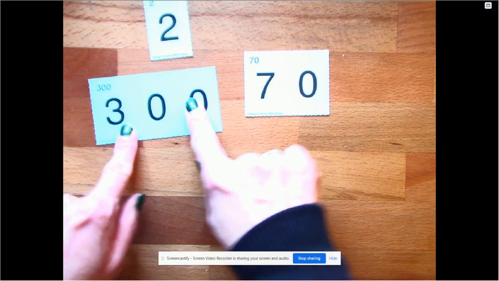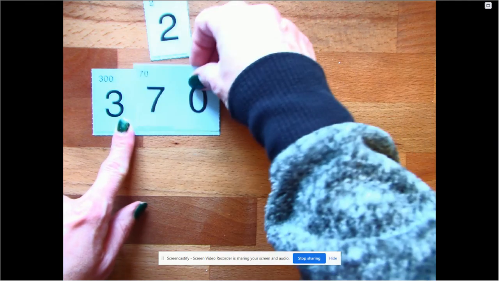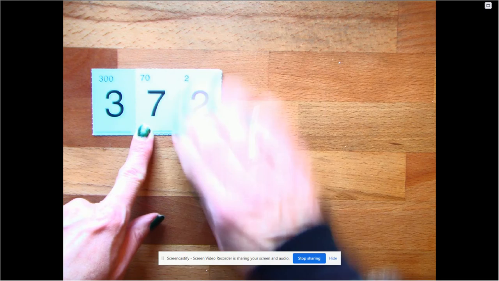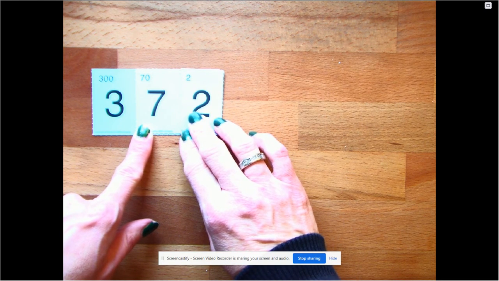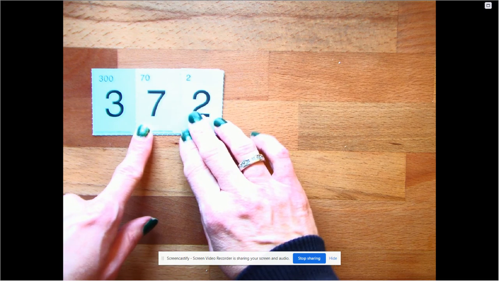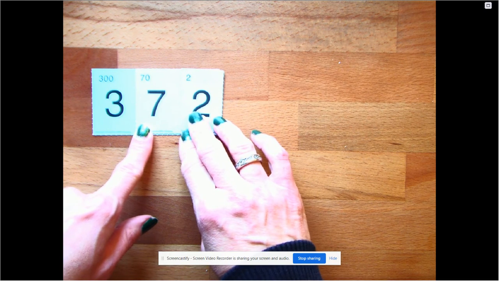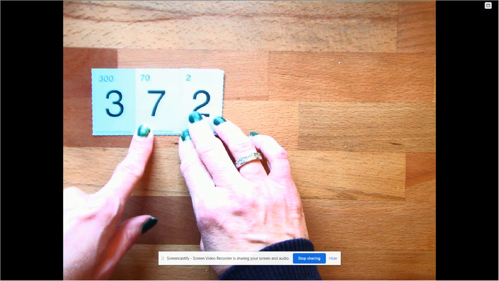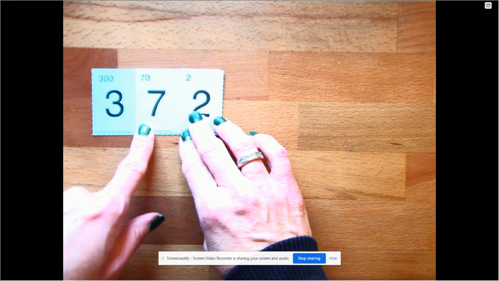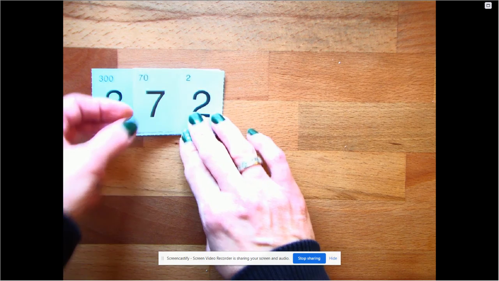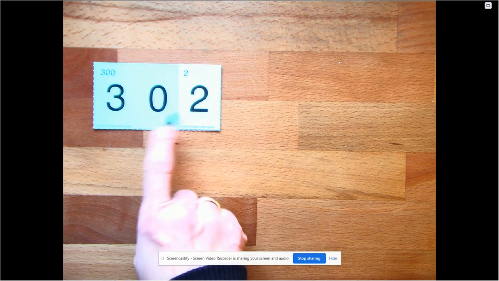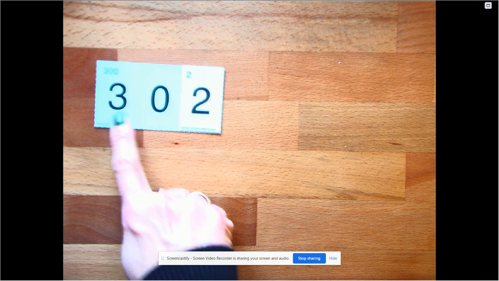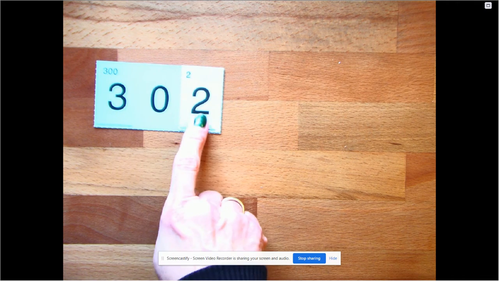Okay, I have 3 hundreds. I have 7 tens, which is 70, and I have 2 ones. So there's my 372. Now, if I said build 302, I don't have any tens. 302, I wouldn't put any tens there. There's 302. 3 hundreds, 0 tens, 2 ones.